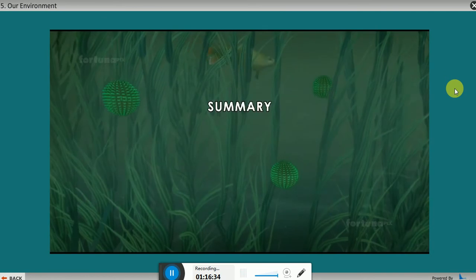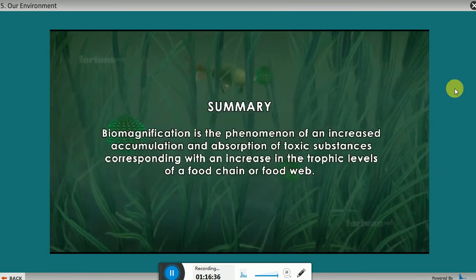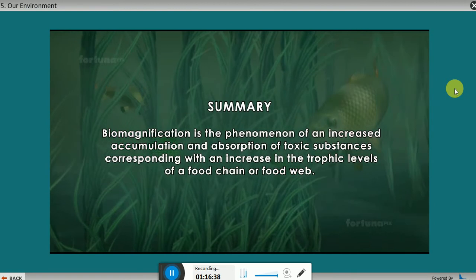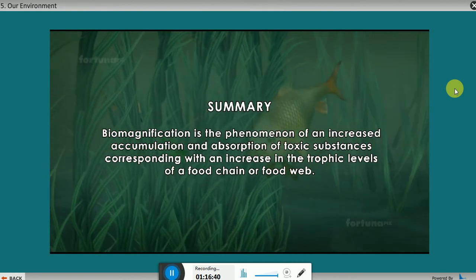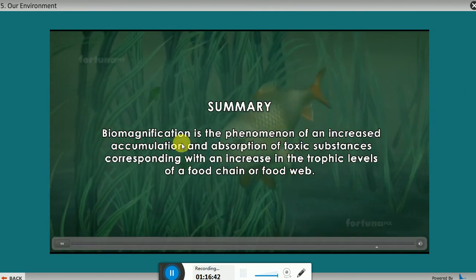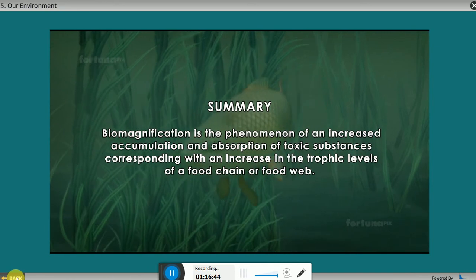Summary: biomagnification is the phenomenon of an increased accumulation and absorption of toxic substances corresponding with an increase in the trophic levels of a food chain or food web.